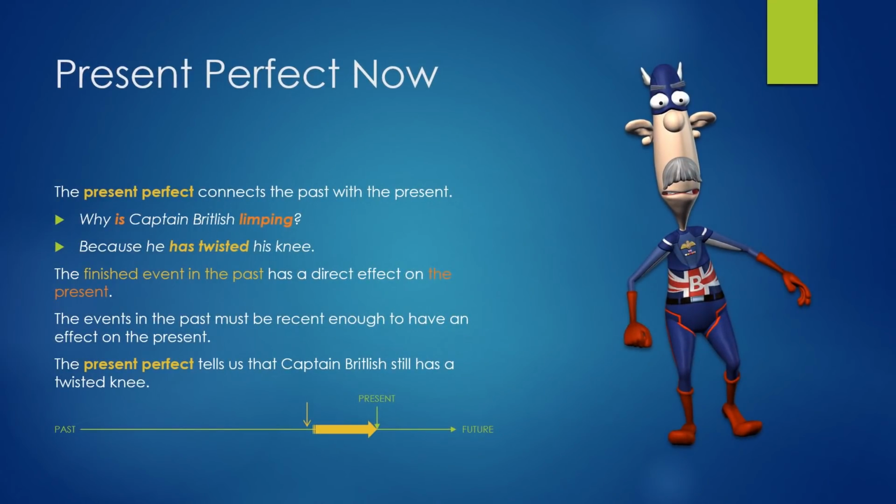Present perfect now. The present perfect connects the past with the present. Why is Captain Britlish limping? Because he has twisted his knee. The finished event in the past has a direct effect on the present. The events in the past must be recent enough to have an effect on the present. The present perfect tells us that Captain Britlish still has a twisted knee.